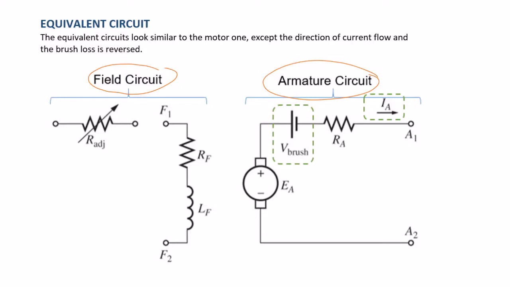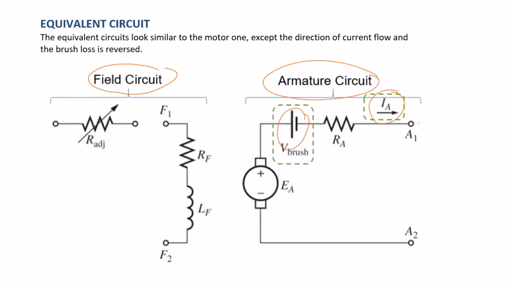Okay, and again, as you can see, they are very similar. The difference is in the direction of the armature current here. Rather than going from the terminals, it is actually going into the terminals. Another thing is the polarity of the brush voltage here, which is the opposite to the one that we saw with the DC motors. Apart from those two, they are exactly the same.